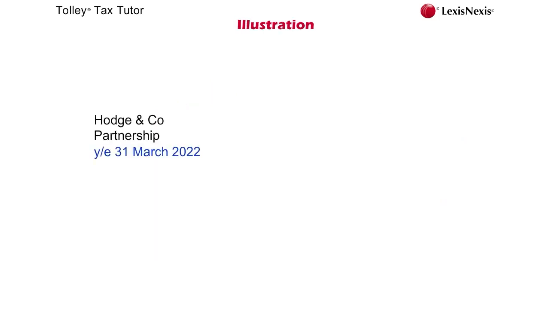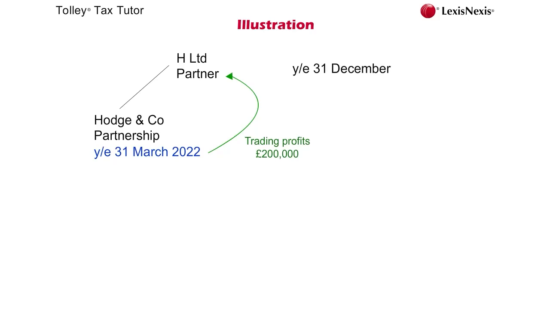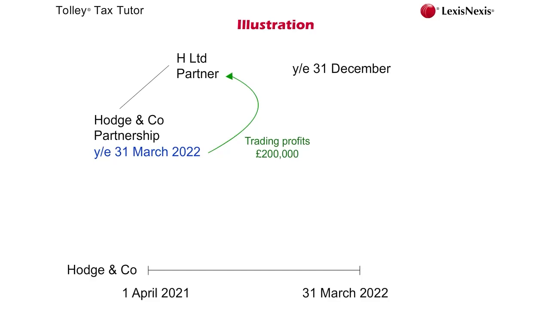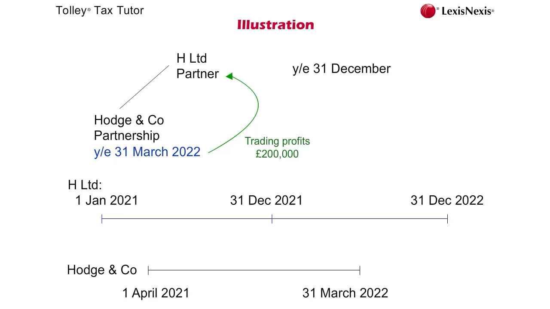The Hodge & Co partnership has a year end of the 31st of March 2022. H Limited is a partner in Hodge & Co, and its share of the taxable trading profits for this year has been calculated as £200,000. H Limited prepares its own accounts to the 31st of December each year. In order to time apportion the partnership profits to H Limited's accounting periods, we need to compare the partnership's accounting period of the year ended the 31st of March 2022 with H Limited's corresponding accounting periods.